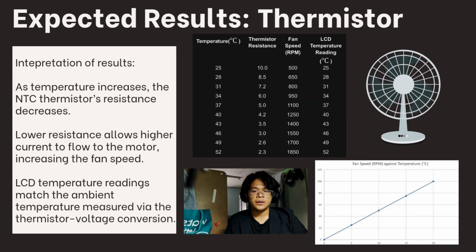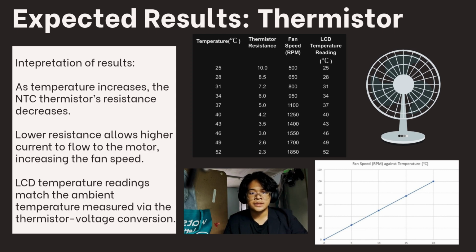In this project, our group is discussing two aspects of design. Firstly, the thermistor. For this part of the project, we focus on how the NTC thermistor reacts to changes in temperature. The NTC thermistor has a special property: when the temperature increases, its resistance decreases.